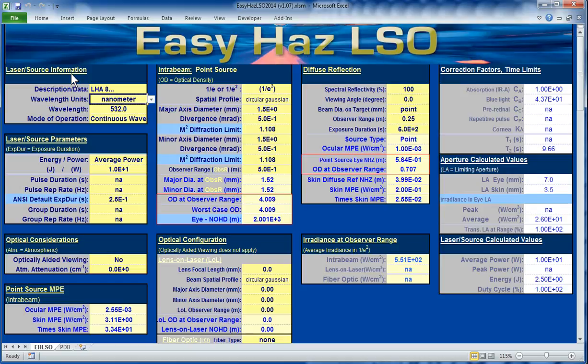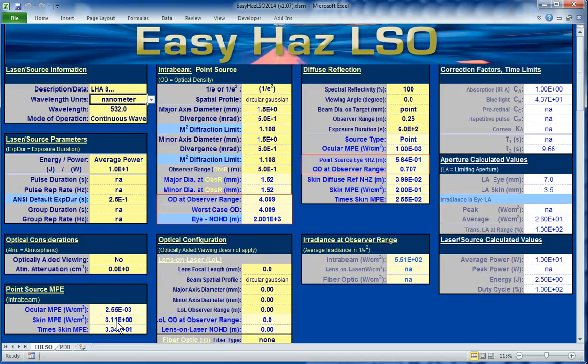We see this type of laser in laboratories often, particularly pumping TiSapphire lasers. 532 visible wavelength, 10 watts. Exposure duration is 1/4 of a second. That's our ANSI default based on our aversion response. Let's take a look at the MPE. This is one we recognize. It's 2.55 milliwatts per square centimeter, which is our standard MPE for a 1/4 second continuous wave visible laser.